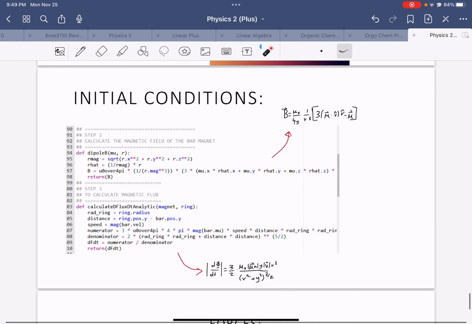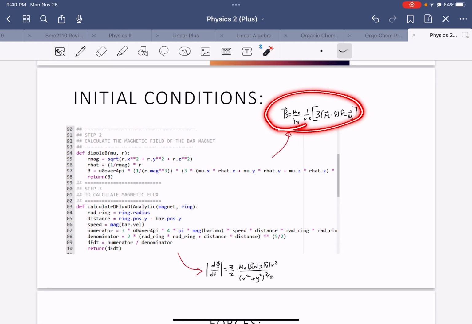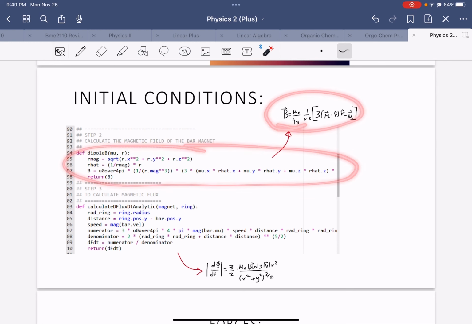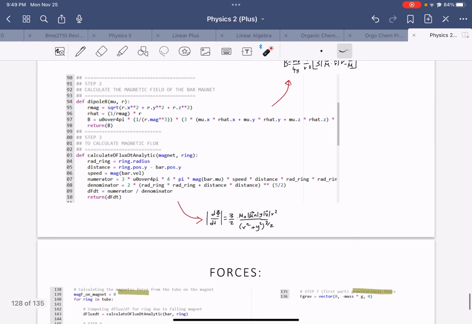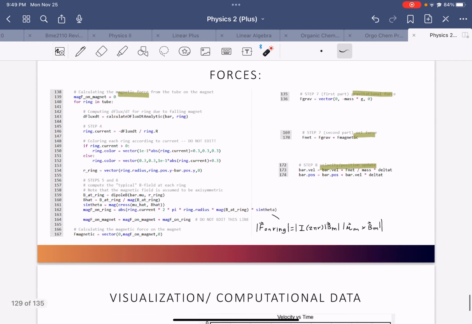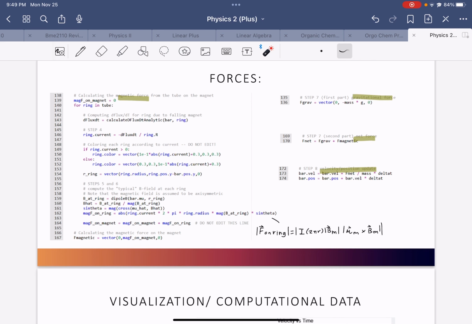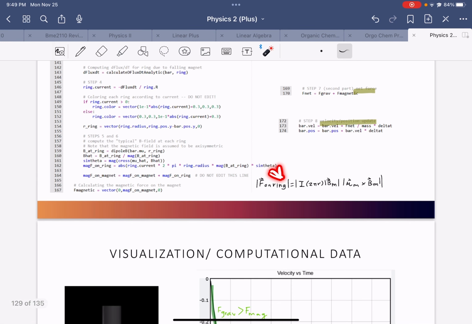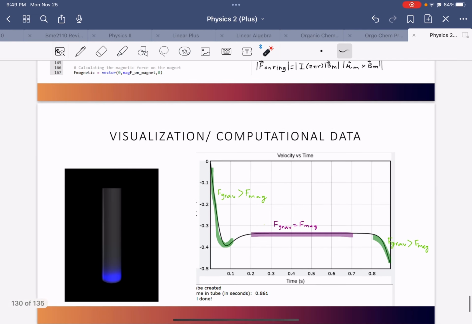So here were the computations for our formulas. This formula was computed by this, and this formula is for the magnetic field of the bar magnet, and this one was for magnetic flux. So these are the computations. And then here we calculated all the forces, which we said are magnetic force and gravitational force, and we add them up and we get the net force. With this net force, we can update the velocity and position of the bar magnet in the computational model. Also, this is the formula for the force on the ring, which is the tube.